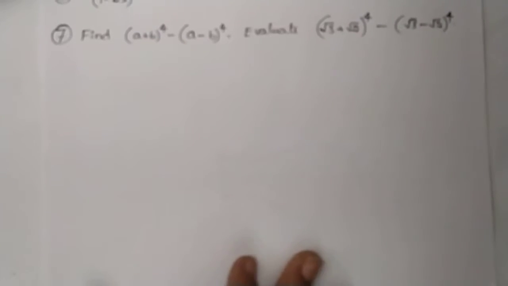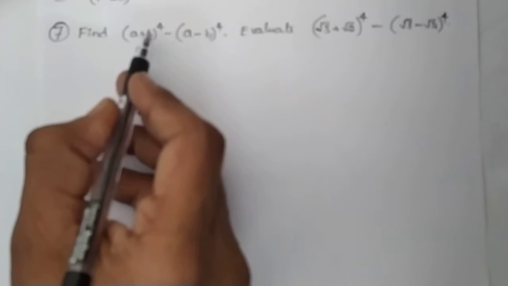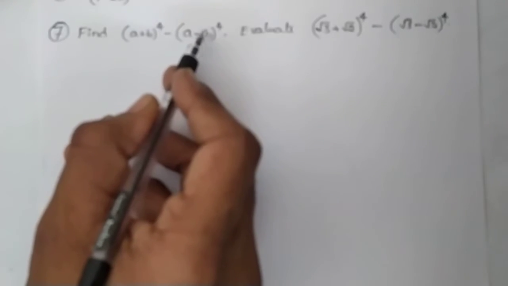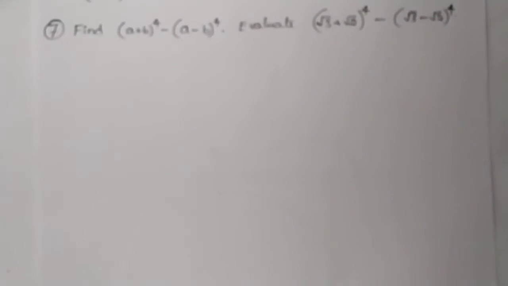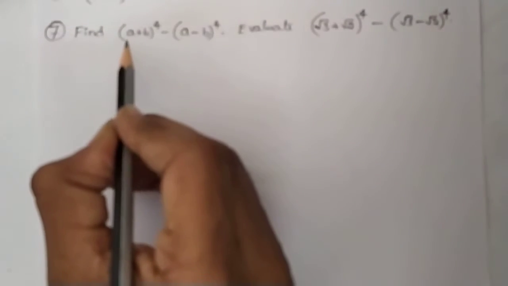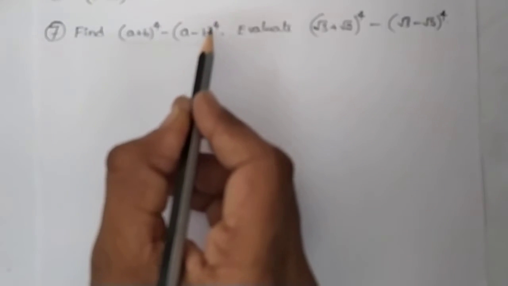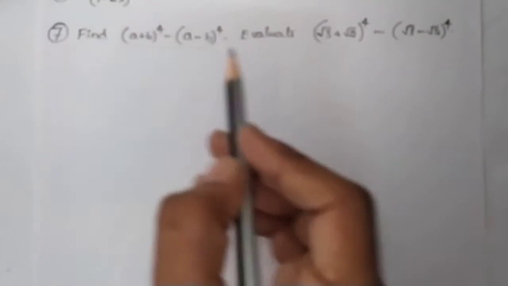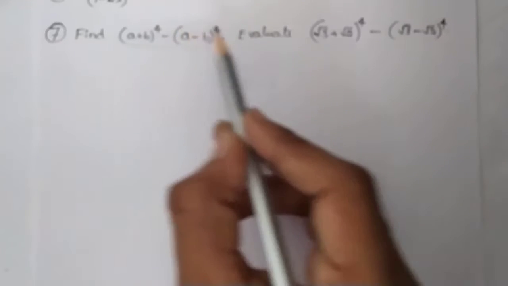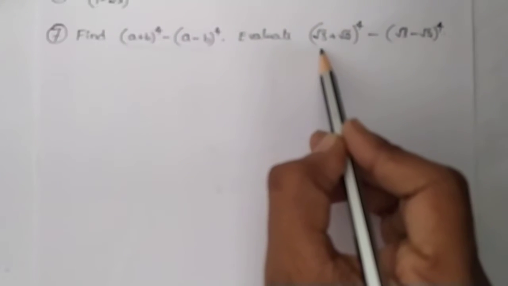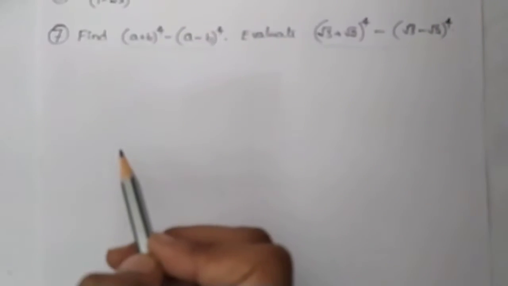Okay, let us solve the problem. First, we need to find (a + b)^4 minus (a - b)^4. In this question, we have two parts. First, we have to find the value of (a + b)^4 minus (a - b)^4. Later, using the result of this, we are going to find (√3 + √2)^4 minus (√3 - √2)^4.